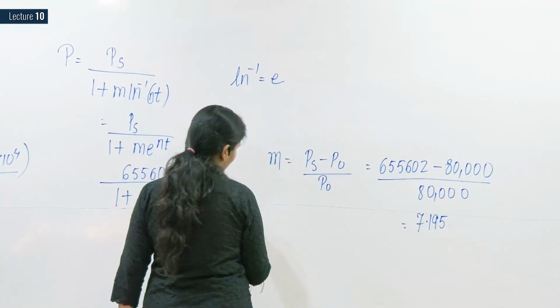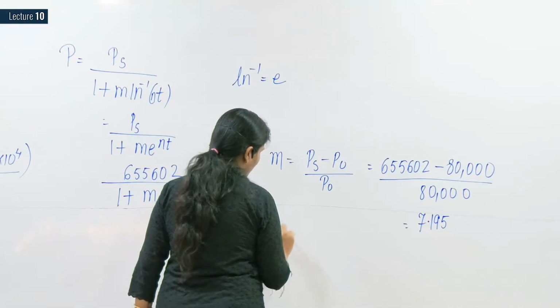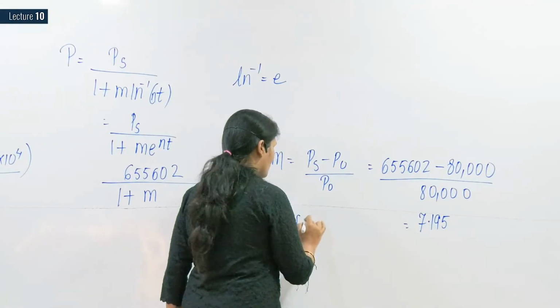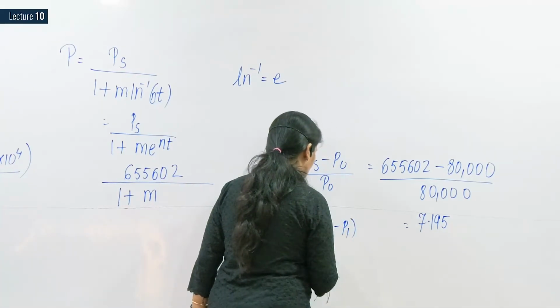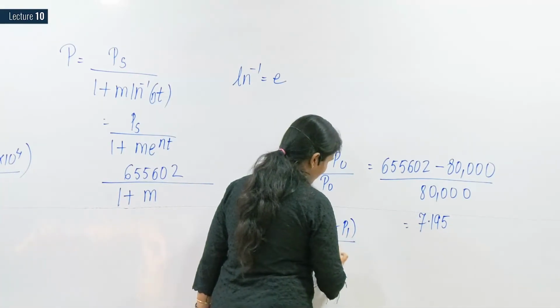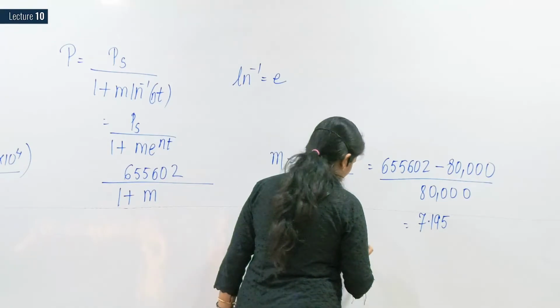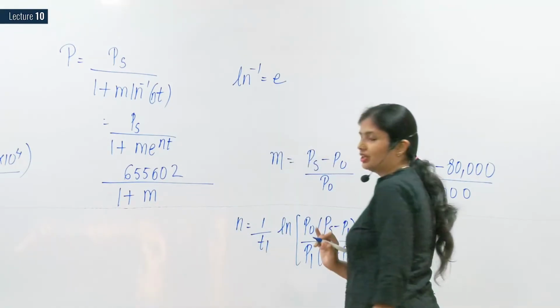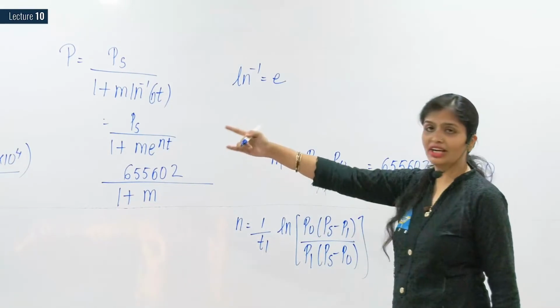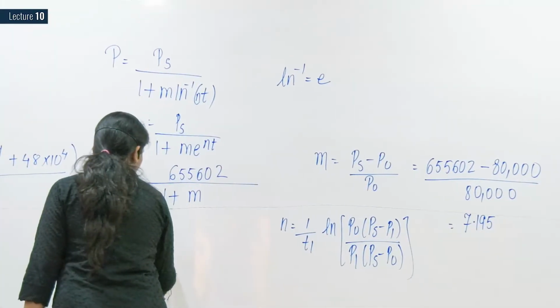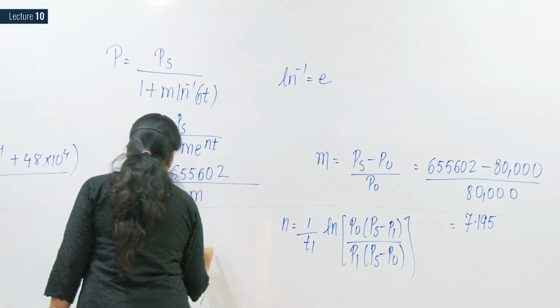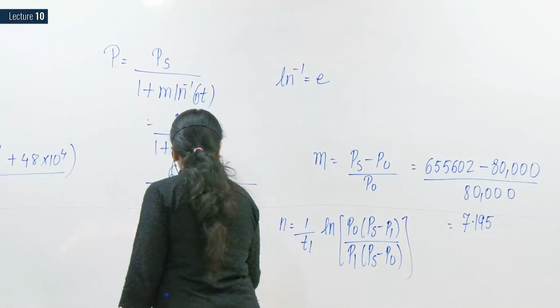Now how can you calculate N? N is given by 1 upon T1 log of P0 PS minus P1 upon P1 PS minus P0. Now simply you have to substitute the values. What is T1? T1 is 1 decade, I have already told you. So just substitute the values. Log, what is P0? P0 is 80,000.